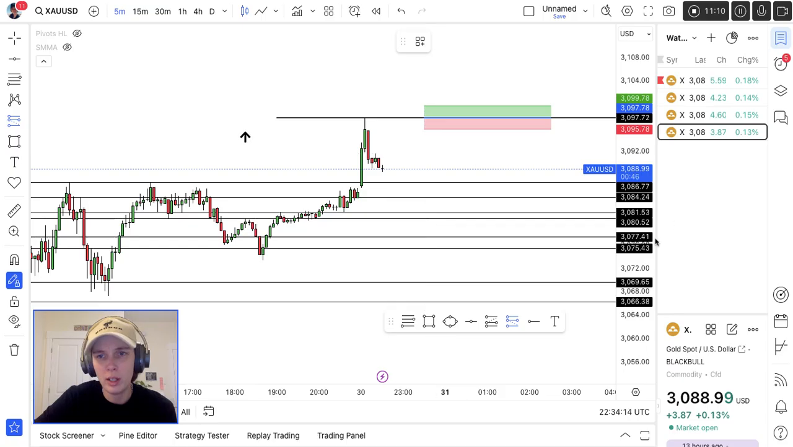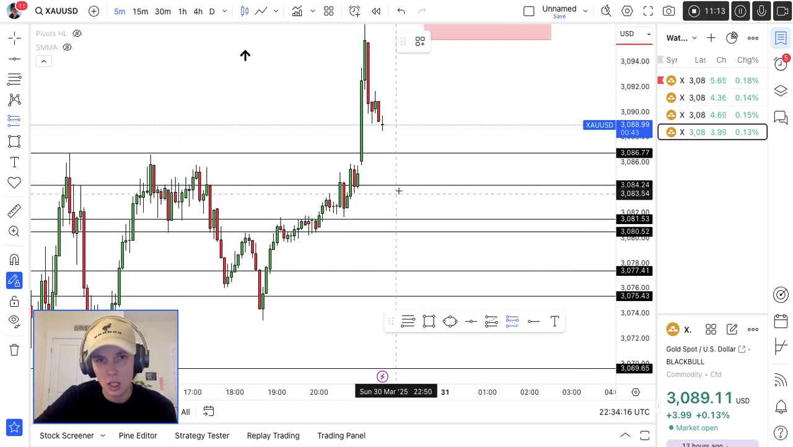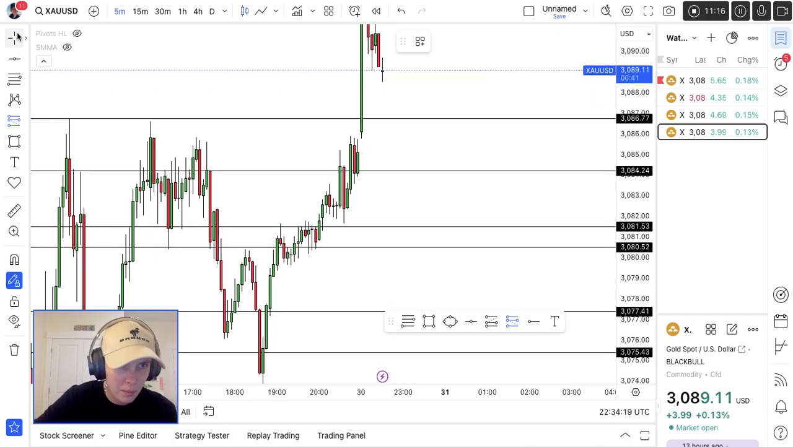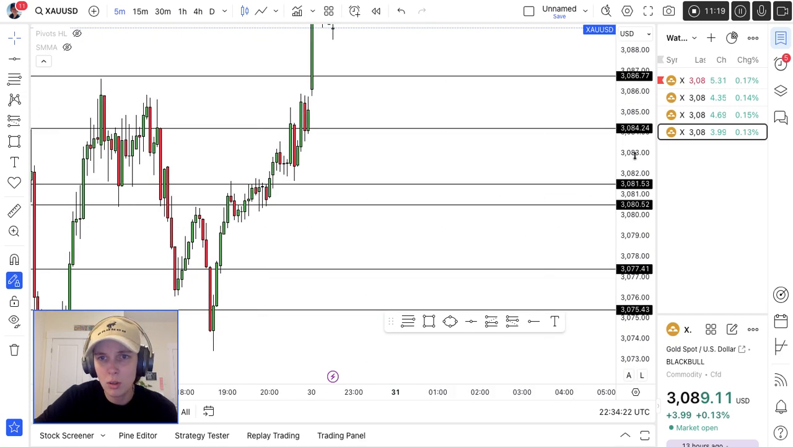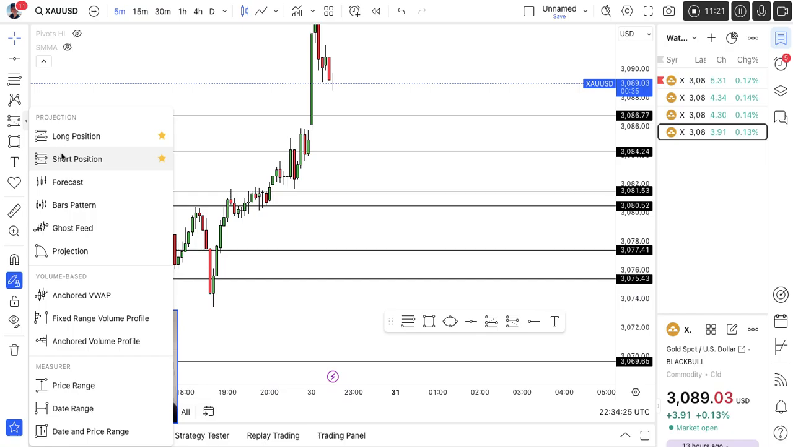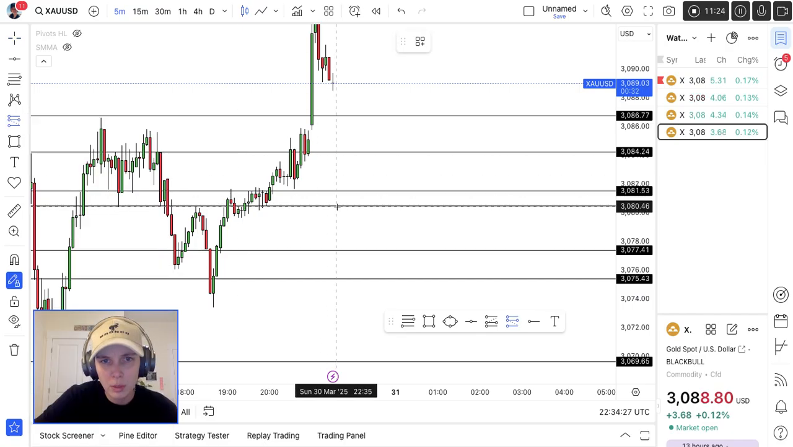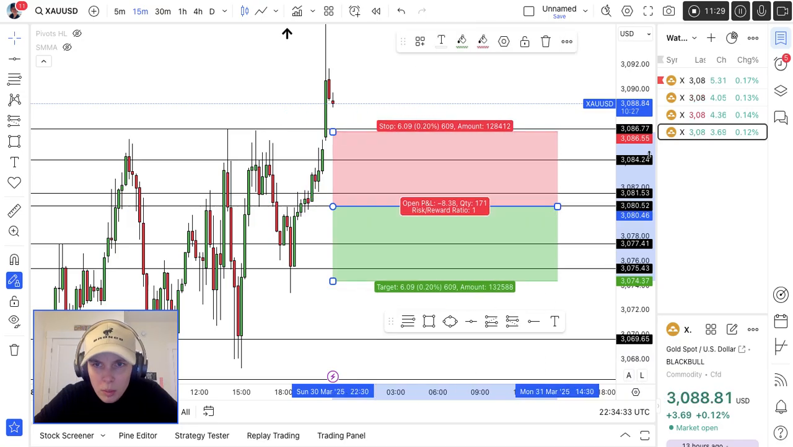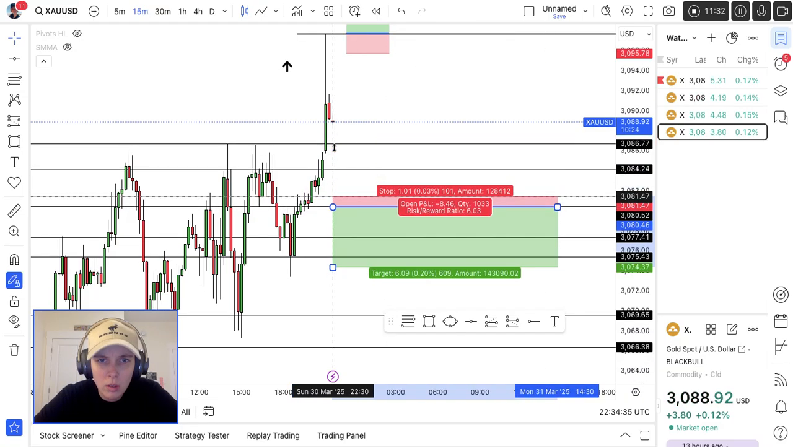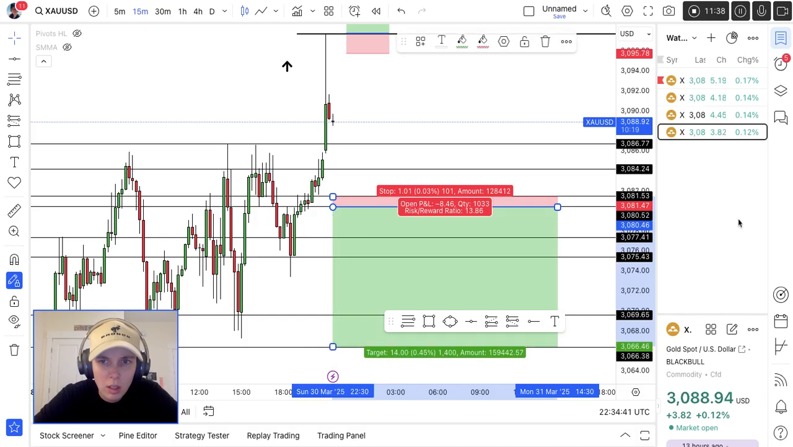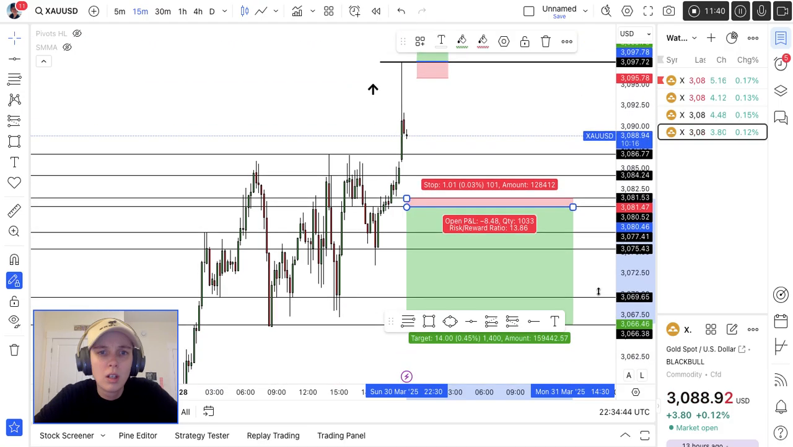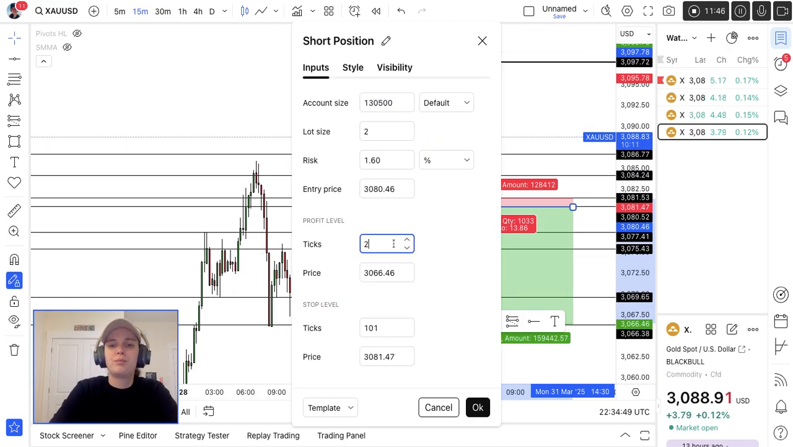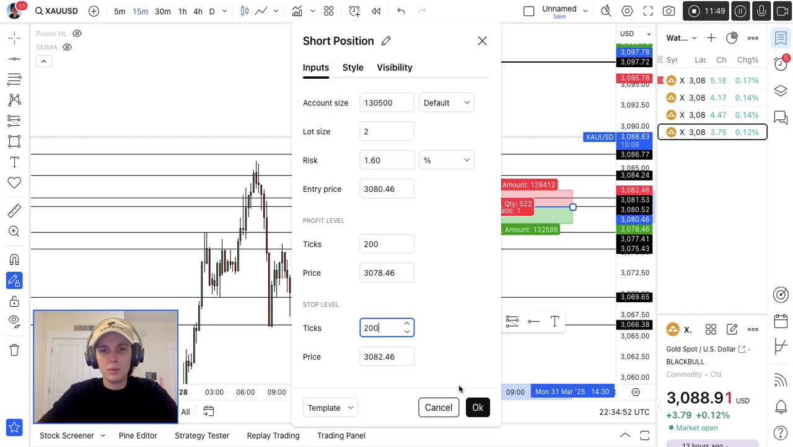Just because we're at an all-time high, and my price is going to come down to all these stop losses. So a solid one would be if price breaks below this support resistance: stop, target. Target. Right, oops.